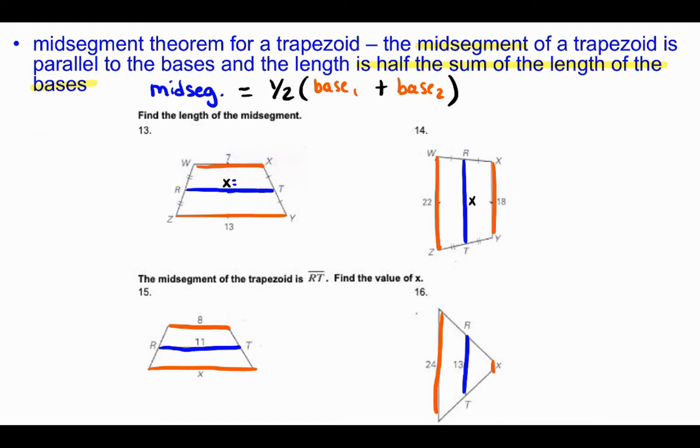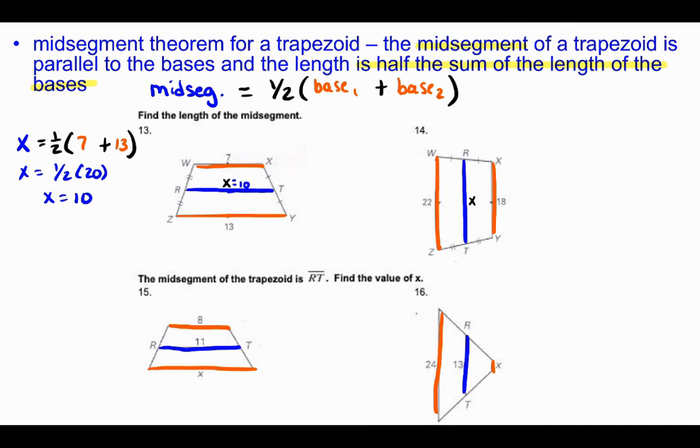So in the first example, my mid-segment is x. It is going to equal half the sum of the bases, which are 7 and 13. So this is going to be x equals half of 20. So this x is equal to 10.